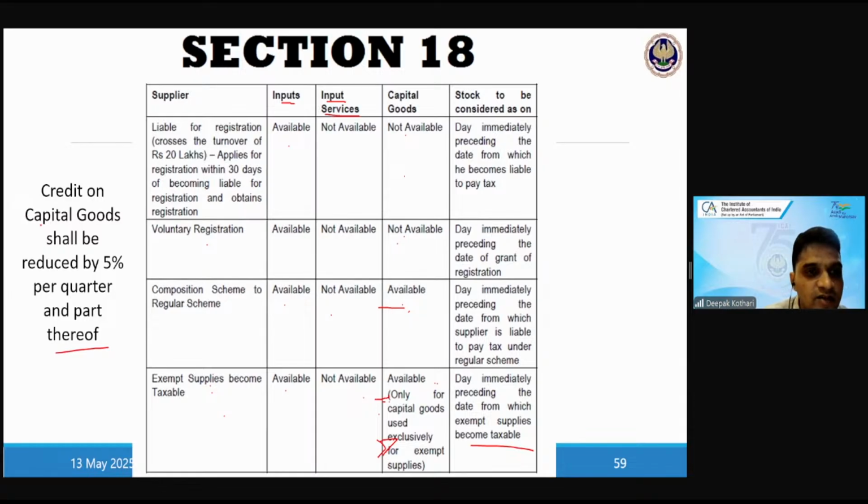Read this. Credit on capital goods shall be reduced by 5% per quarter and part thereof. So it will not be 3 quarters, it will still be 4 quarters, because it is 3 quarters and 1 month. Any part of the quarter will also be considered as a full quarter. So even if you use it for 10 months, 3 quarters are covered and 1 month of a quarter has passed, so that part of the quarter also will be a full quarter. So whether 10 months or 12 months, you will reduce by 5% into 4 quarters only. Clear?